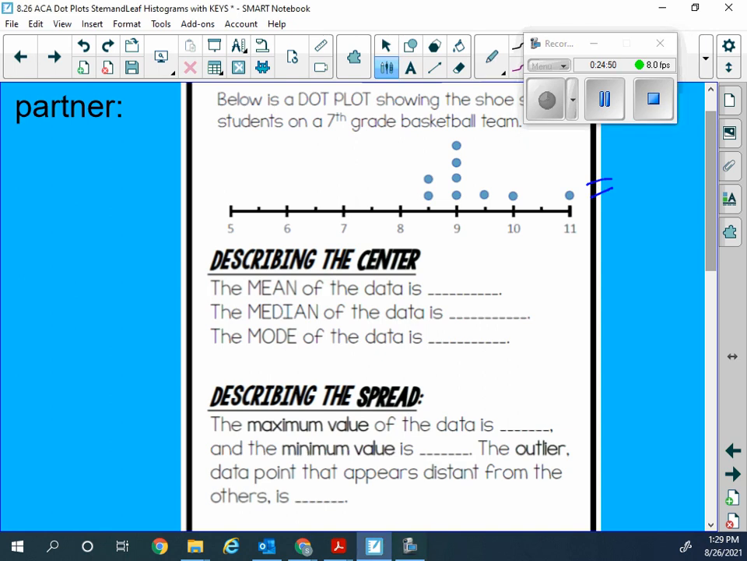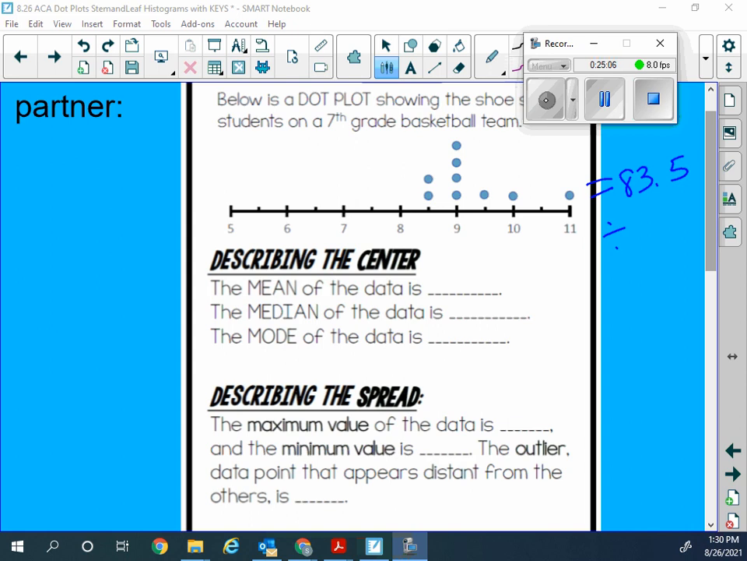The total is... do you want to already do it? For the mean. The total is 83.5. Divide by, you'll have to figure that out, okay?